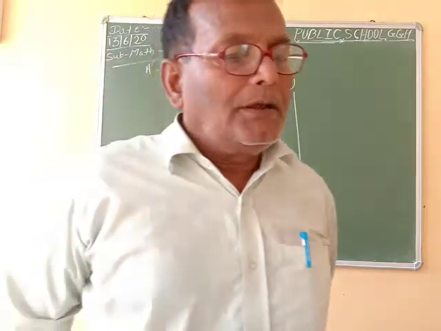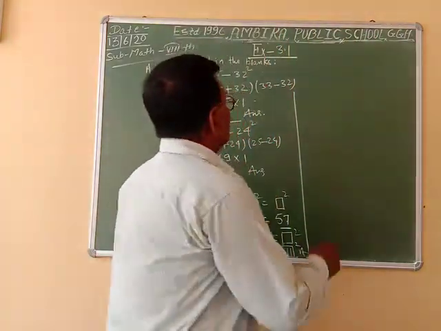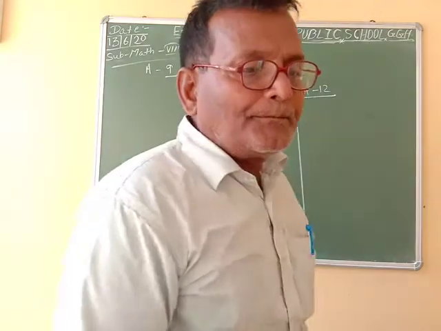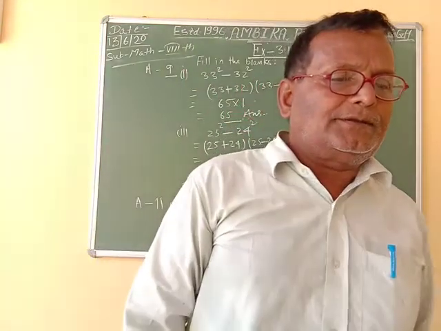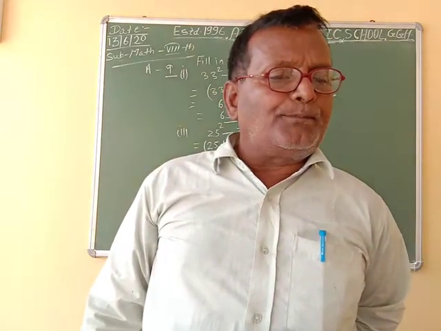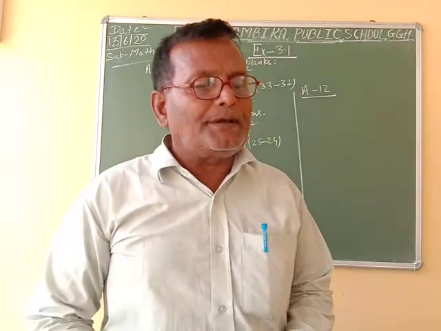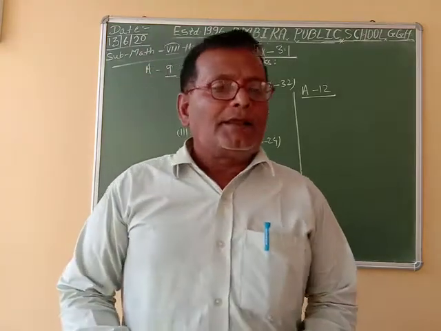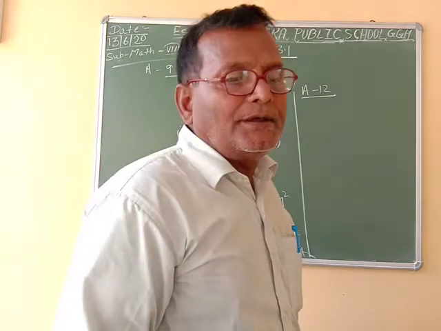You can solve. Now in question number 12, which of the following numbers are perfect squares? Remember, a perfect square is that number which is a square of any natural number.